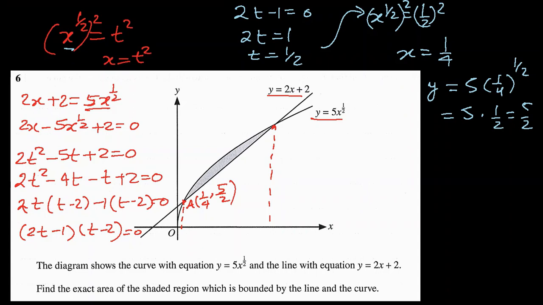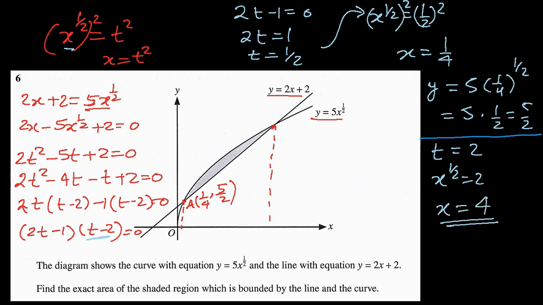Now we had one more solution from the factoring we did. This was t equal to 2. So in that case, x to the power half is 2, and again squaring both sides, x equal to 4. So the x coordinate of the second point, let's call it B, is 4.